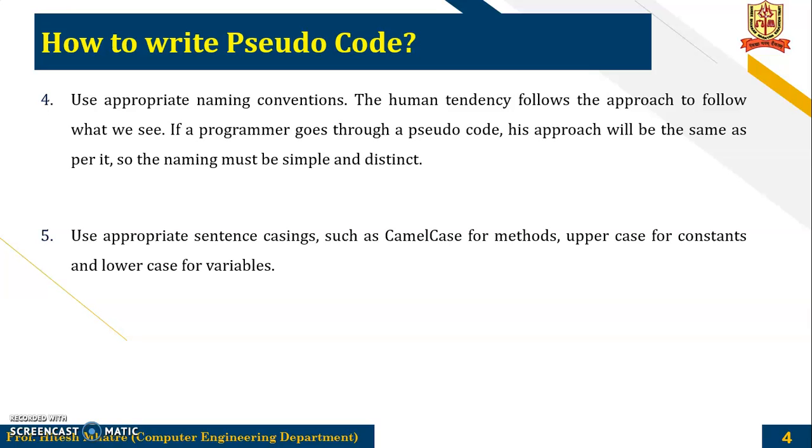Then use appropriate sentence casing, such as camel case for methods, uppercase for constants, and lowercase for variables. Whenever you specify a constant, use uppercase letters, whenever you write a variable, use lowercase letters, and for the names of functions or methods, use camel case. Camel case is a combination of two words, camel and case, so the first letter should be capital. This way you have to follow the conventions whenever you declare constants, variables, or methods.